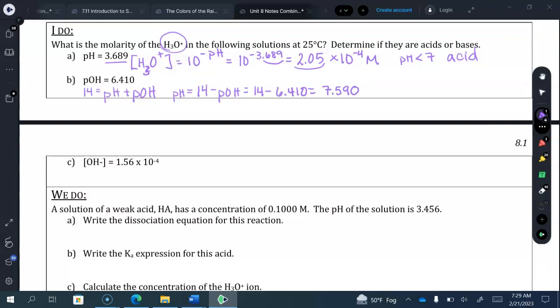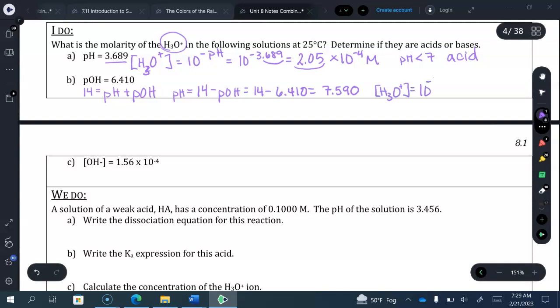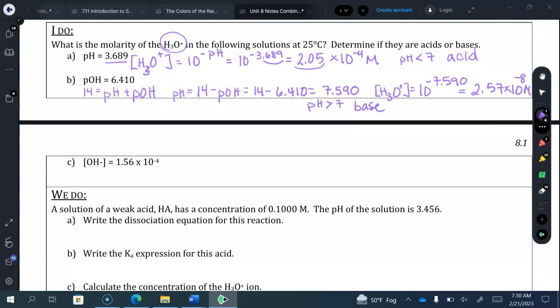Using the same equation that we did in the previous one, the hydrogen or hydronium ion concentration is equal to 10 to the negative pH. In this case, that is 10 to the negative 7.590. Plugging that in, you get 2.57 times 10 to the negative 8 molar. Since the pH is greater than 7, we know that this solution is slightly basic. Just slightly, not by much, but it is slightly.